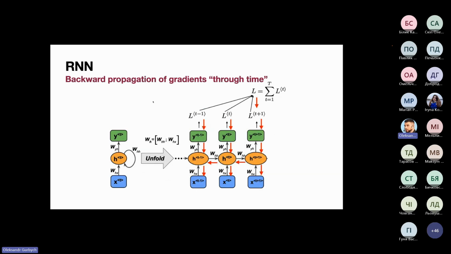Backward propagation of a recurrent neural network is called backpropagation through time. Why through time? Because first we have to unfold all the steps of this hidden state for all the elements of the sequence, and only after we reach the last element of the sequence, we can calculate the loss and backpropagate, starting from all layers from the last step.